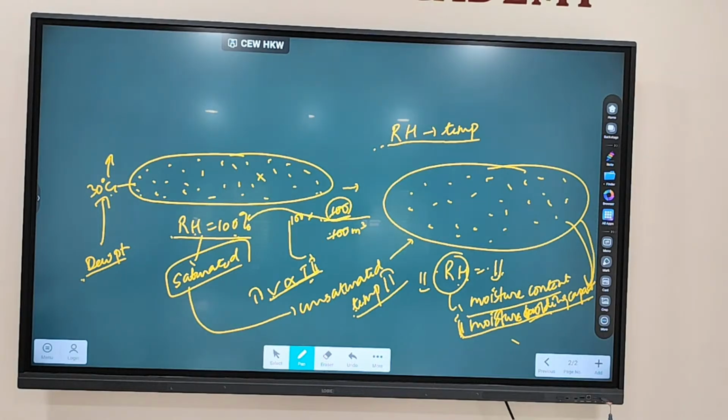Saturated air is when air does not have the capacity to hold more moisture. Unsaturated air is air still having the capacity to hold moisture. When relative humidity becomes 100%, it is going to be called 100% saturated air.